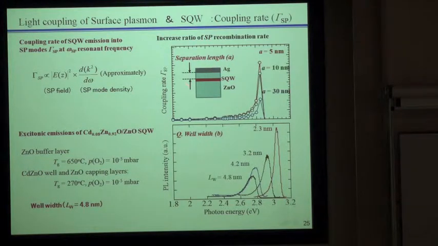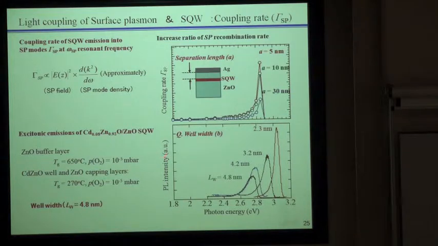And we estimated, for example, the decay length with changing the separation length. Up to 10 nanometers, the intensity of the coupling is not so small, but above 30 nanometers it's too thick for coupling. Therefore, we have to keep the separation length less than 10 nanometers.